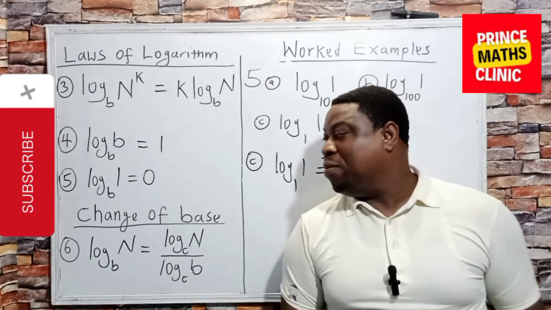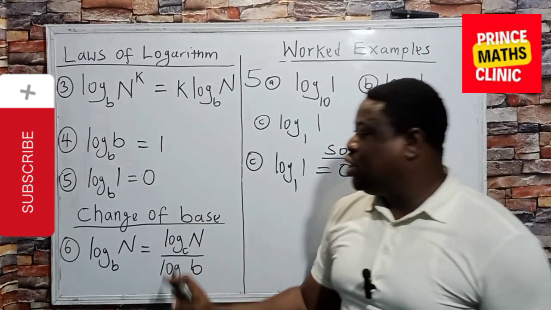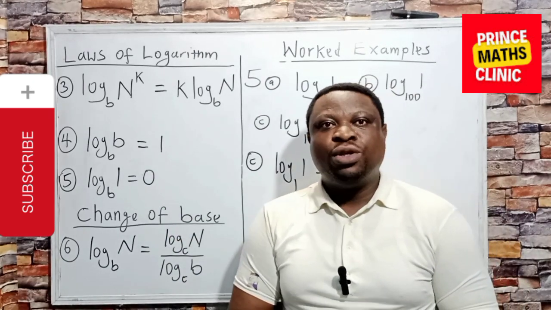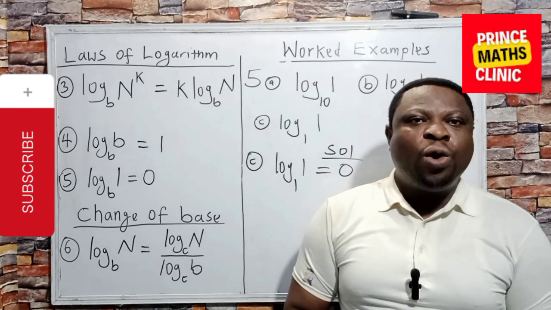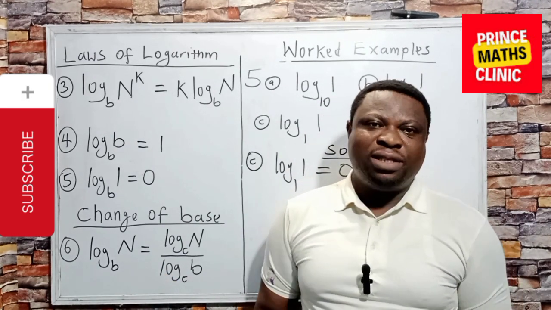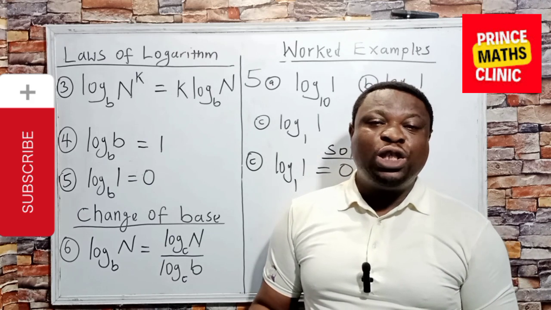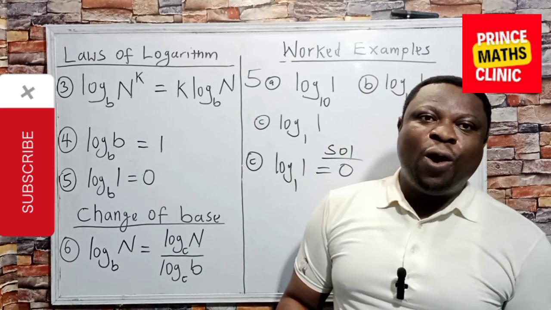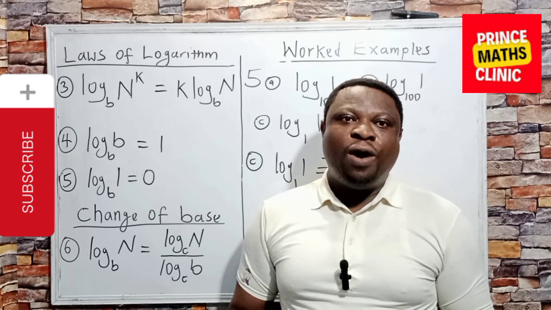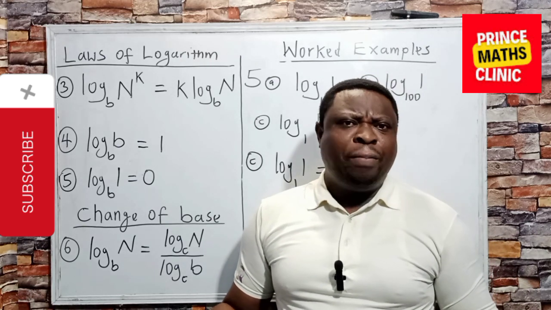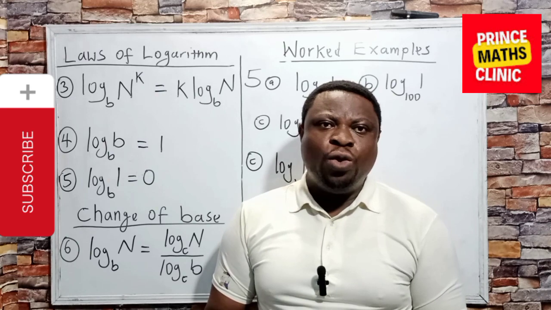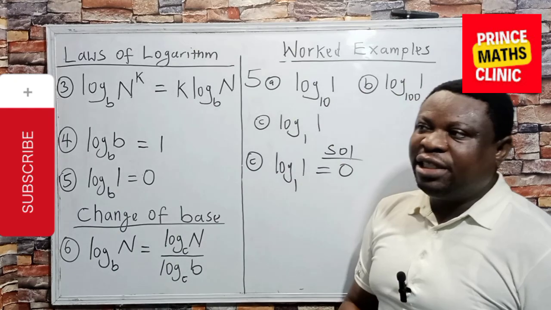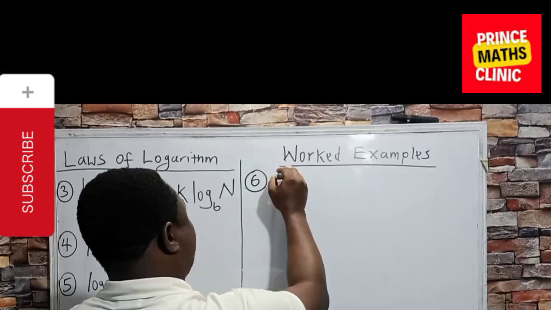Finally, in today's class, we shall be looking at how we can change the base of a particular logarithm. Usually, we do this when we are not comfortable with the base that is being given to us, or the log that is being given to us. So we change it to a very favorable base, a base that you can easily work with. Now, let's take this particular question.